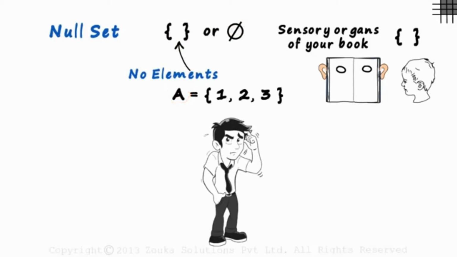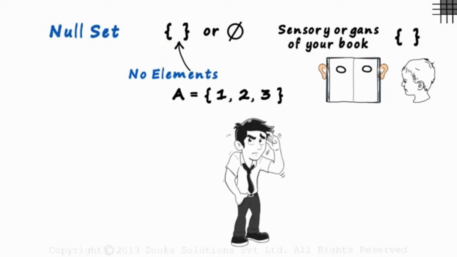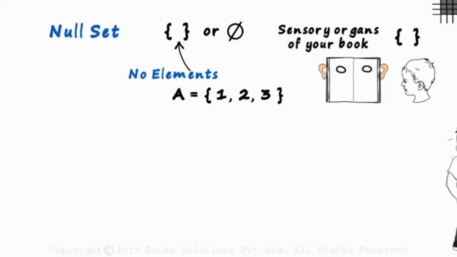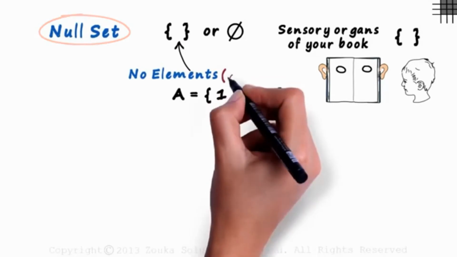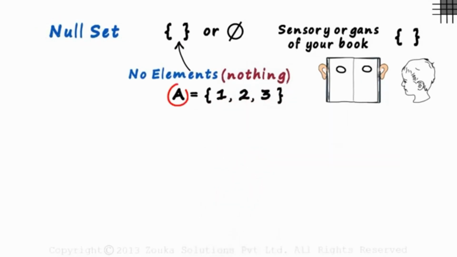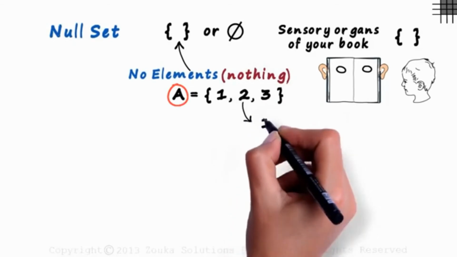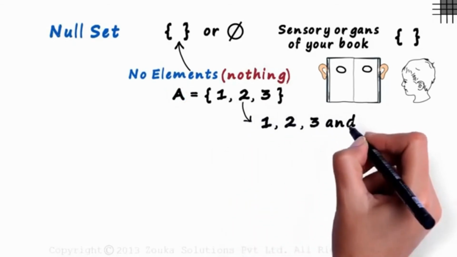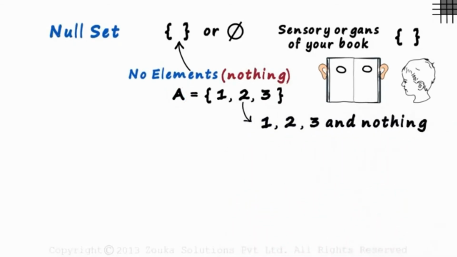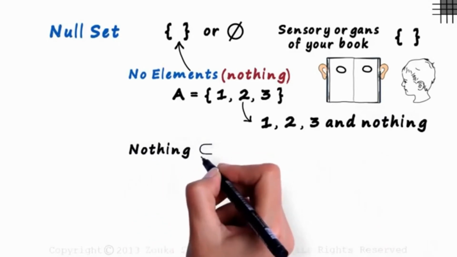Yes, the null set is a subset of every set. But why do we say this? There's actually a funny way to understand this. You can look at it this way. What does the null set contain? Nothing. What does set A contain? It contains 1, 2, 3, and nothing. This means that nothing is a part of set A too.